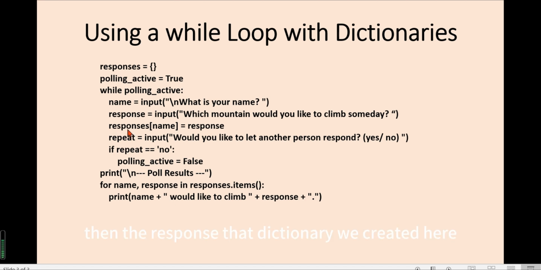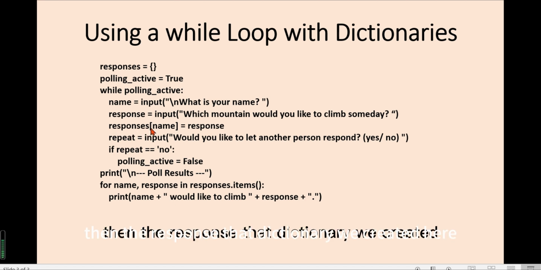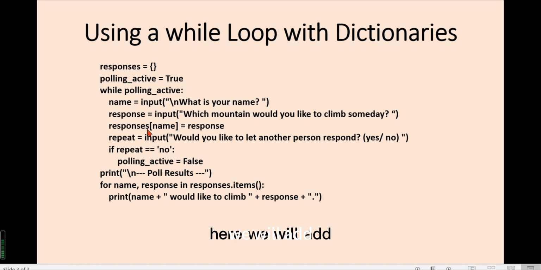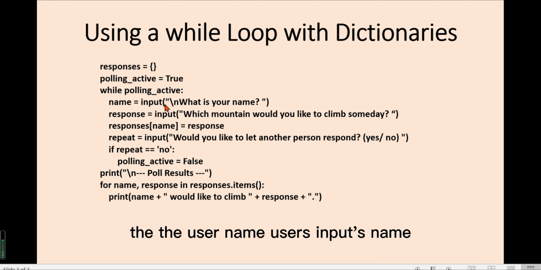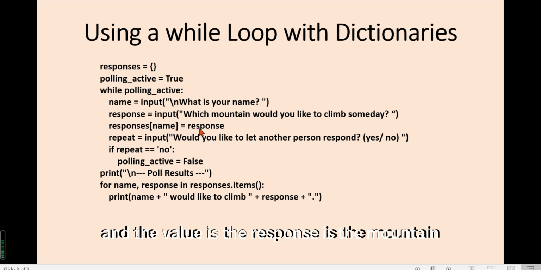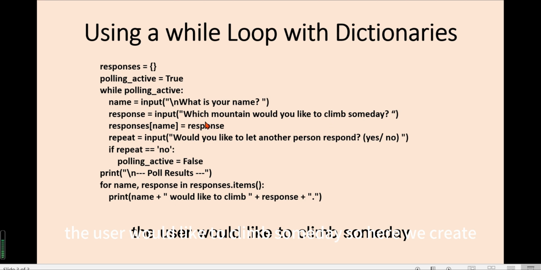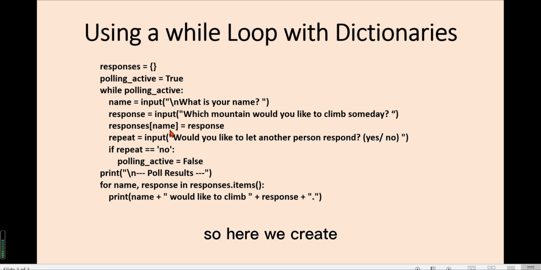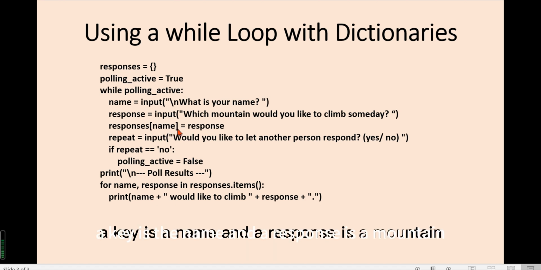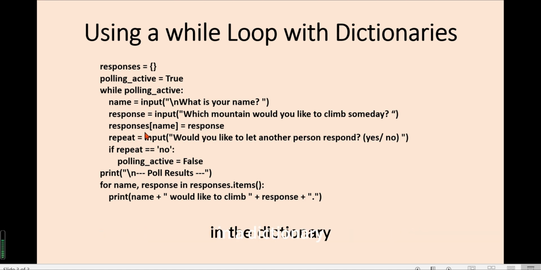Then in the responses dictionary we created, we will add a key. The key is the name, the user's input name, and the value is the response, the mountain the user would like to climb someday. So here we create an association between a key, the name, and the response, the mountain, in the dictionary.